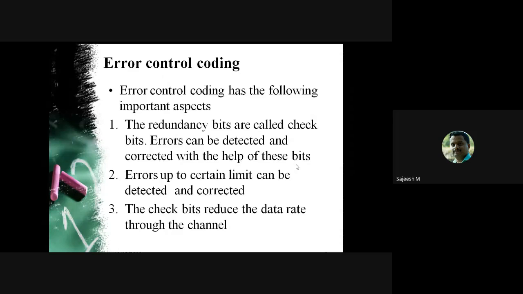And the check bits reduce the data rate through the channel. That is, we are transmitting extra bits. Therefore, it reduces the data rate through the channel. Here we are adding extra bits as the check bits for the purpose of error detection and correction. Therefore, it reduces the data rate through the channel.